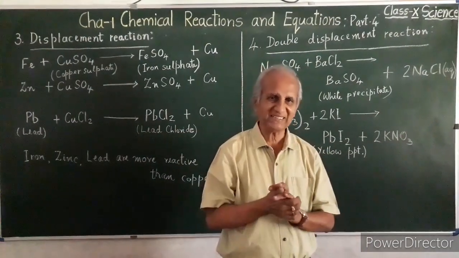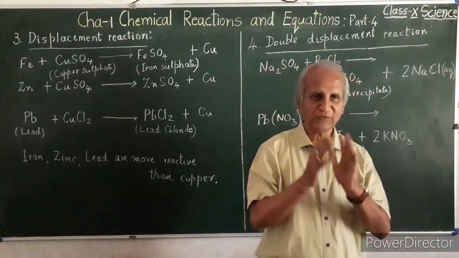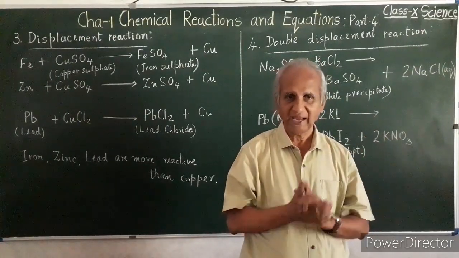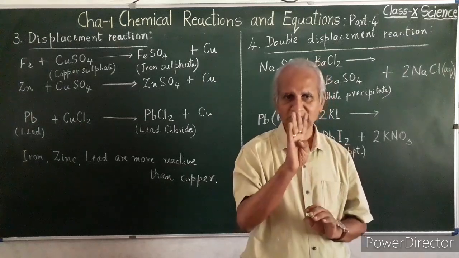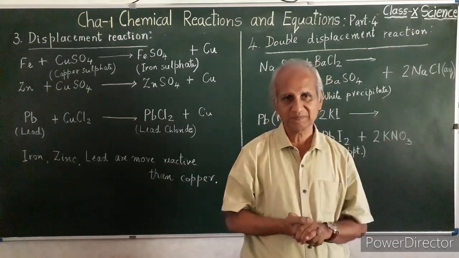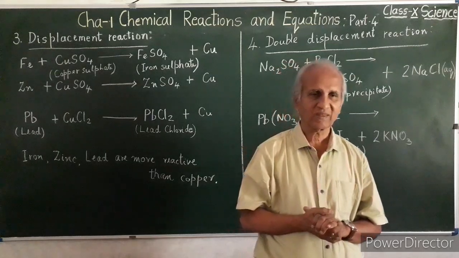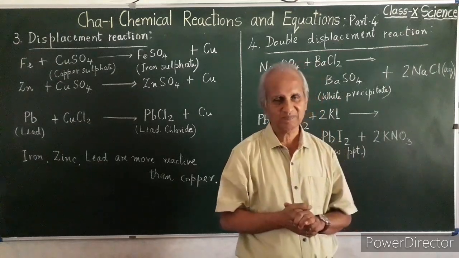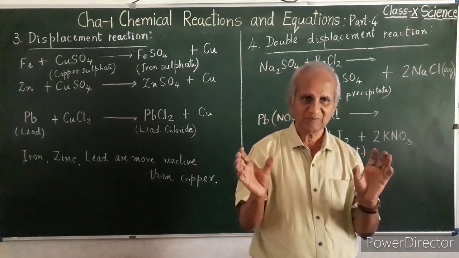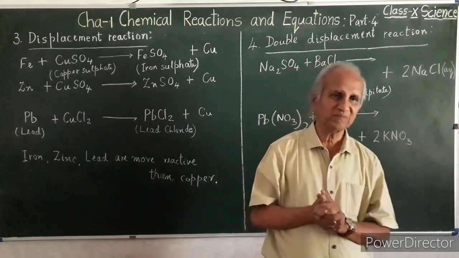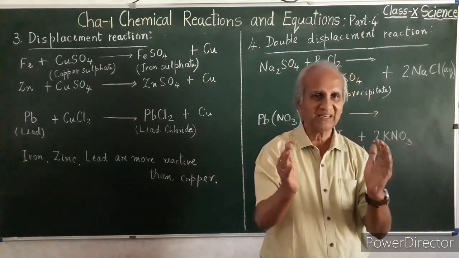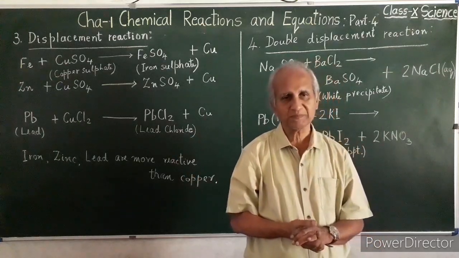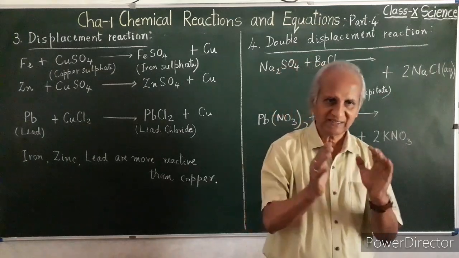In our last video, we discussed different kinds of chemical reactions. I told you that there are 4 different kinds of chemical reactions. Of them, the first one is chemical combination. 2 elements, or an element and a compound, or 2 compounds come together, they bond with each other and a new compound gets formed. This is called chemical combination.